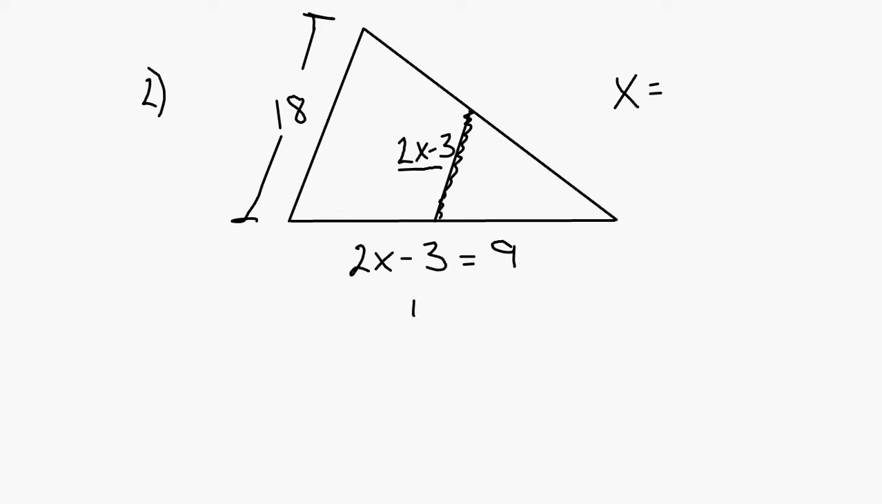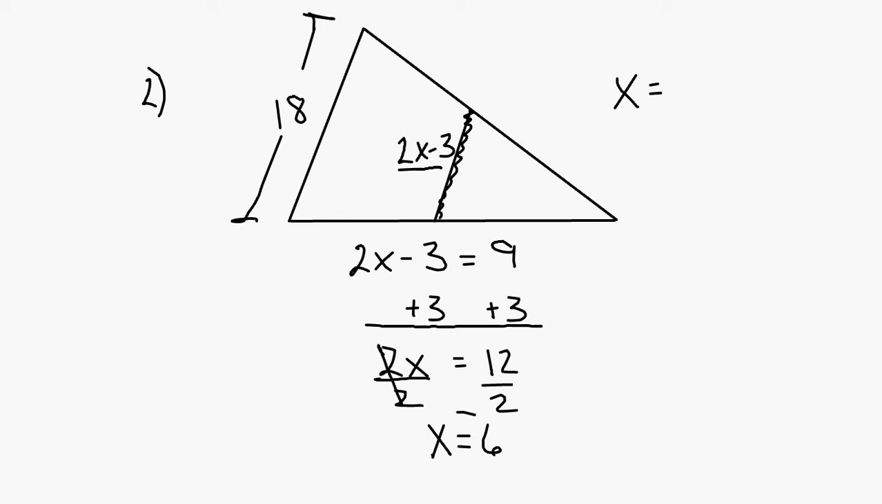So if you add 3 to each side, then 2x is equal to 12. And if you divide both sides by 2, then x is equal to 6. And the answers are squeezed in on the back, over there on the right-hand middle of your page.